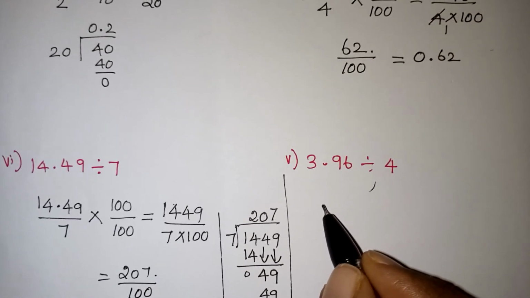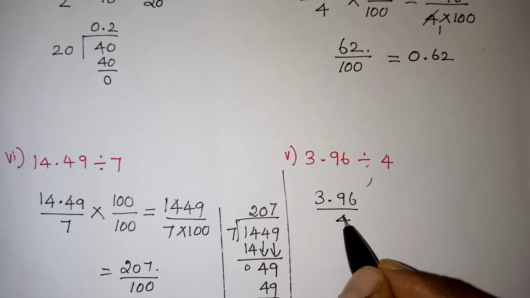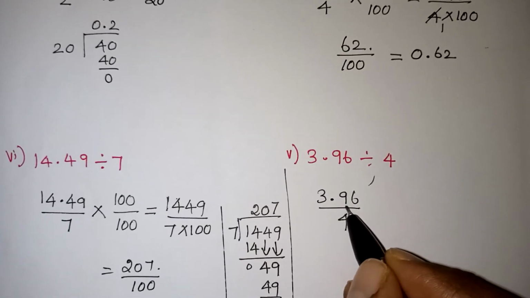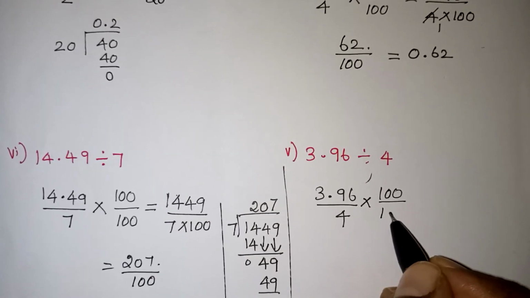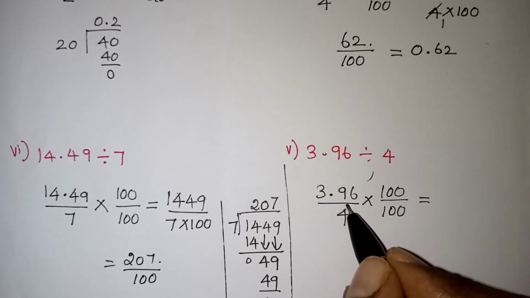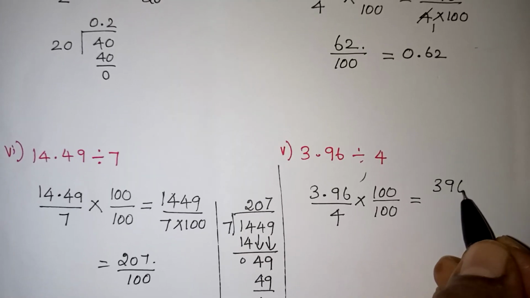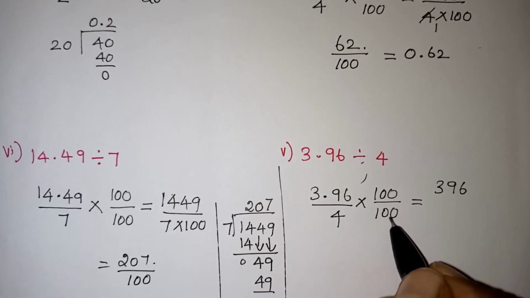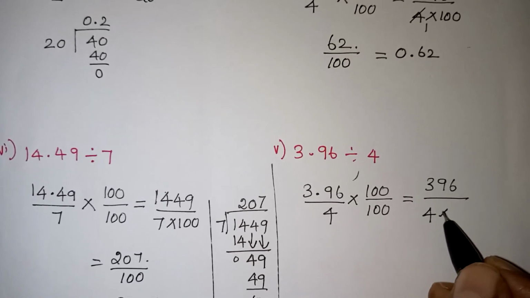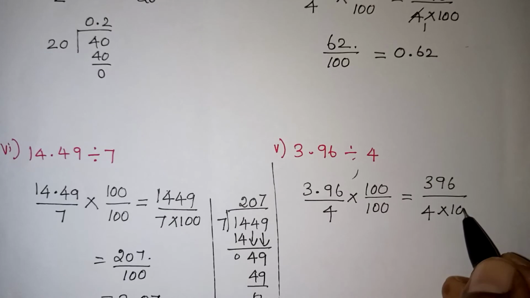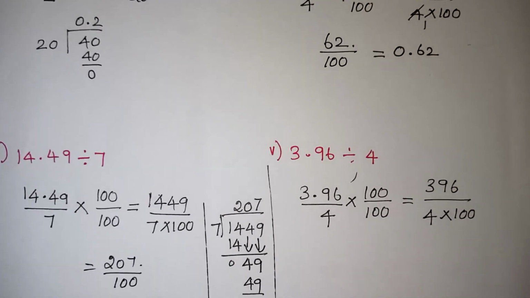3.96 divided by 4. That should be written as a fraction first. After the point, here we have 2 numbers. So here also we have to multiply and divide by 100. Now multiplying by 100, 3.96 will become 396. To make this number a whole number, we are doing this multiplication. Here you just write 4 into 100. So these two numbers we will divide easily, then we can go for this 100.